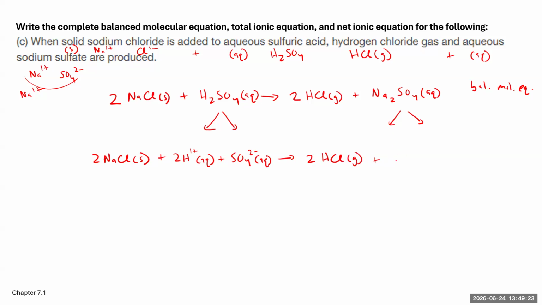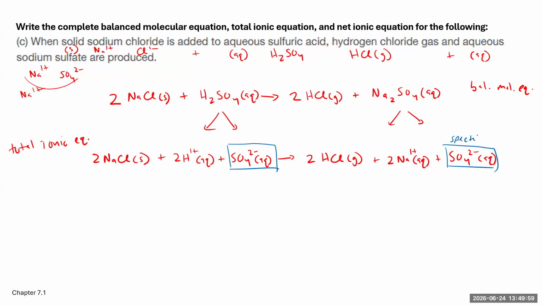This one we do. Sodium sulfate, we have 2 sodium 1 plus aqueous plus a sulfate molecule, sulfate polyatomic ion. That's aqueous. So this is the total ionic equation here. I'm going to box up everything that's the same on both sides. The only one that's the same are these. And again, these are spectator ions, spectator, and they're both, I mean, it's the same thing.